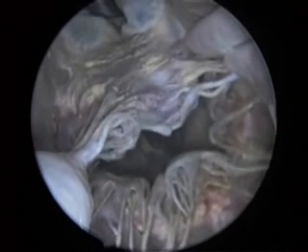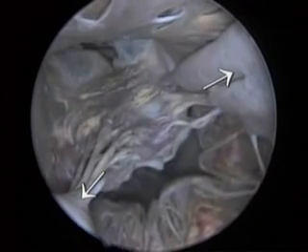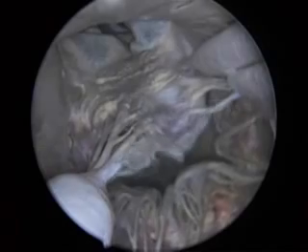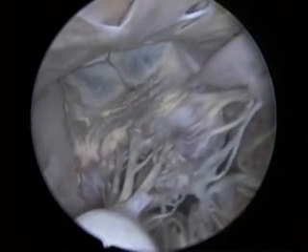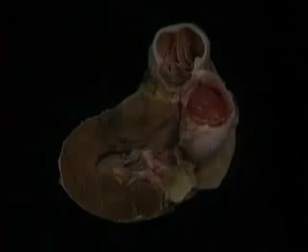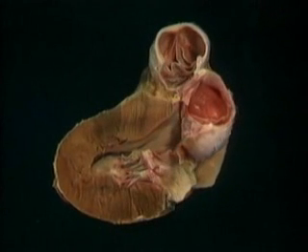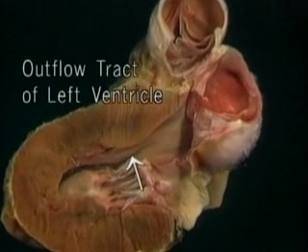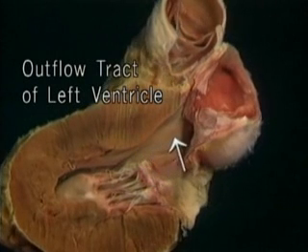Here's the mitral valve in motion, seen from the apex of the left ventricle. Here are the papillary muscles, seen very close. Above the mitral valve, we're looking upward and backward along the outflow tract of the left ventricle, toward the aortic valve. In this cutaway dissection, we can see the outflow tract of the left ventricle from the side.